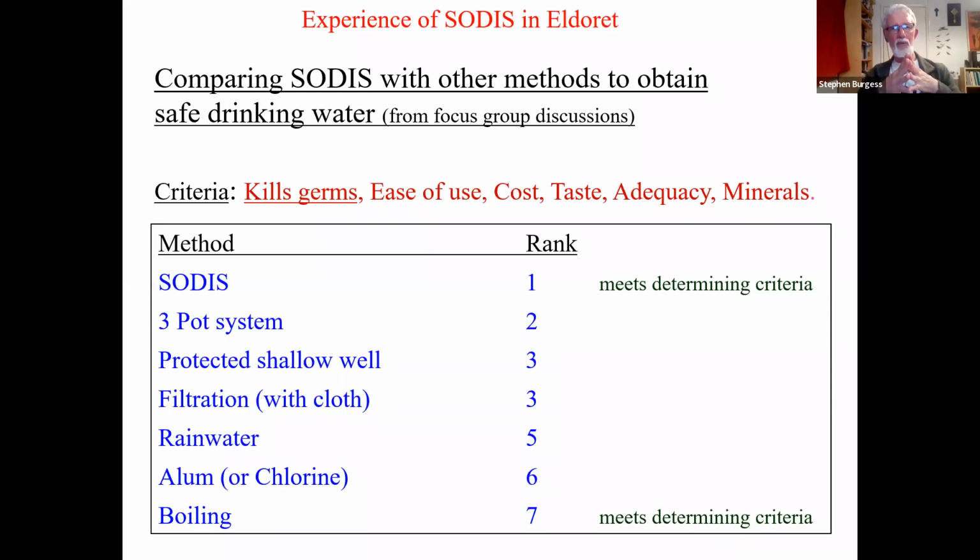Rainwater, of course, could be contaminated by feces from birds landing on the roof and getting into the water, and other things. Alum, which they use for settling water. They didn't really talk about chlorine much, and I think that might have been because of the cost and availability of chlorine in areas where we were working. And then boiling, which most people knew about. It did meet the determining criteria, but thinking about it in terms of ease of use, cost, taste, adequacy, it didn't rank very highly.